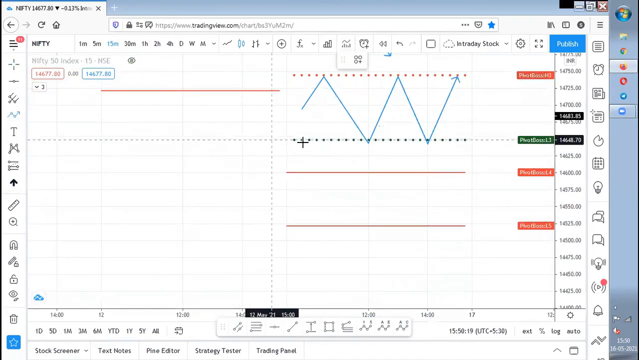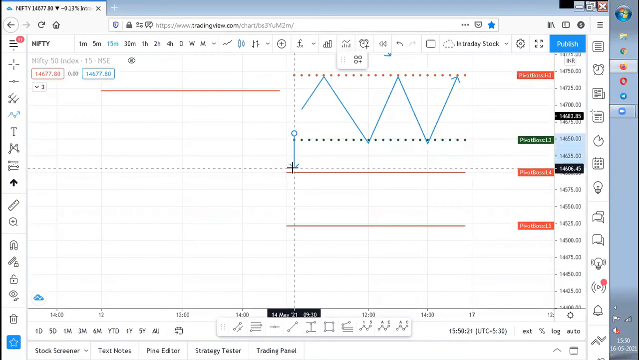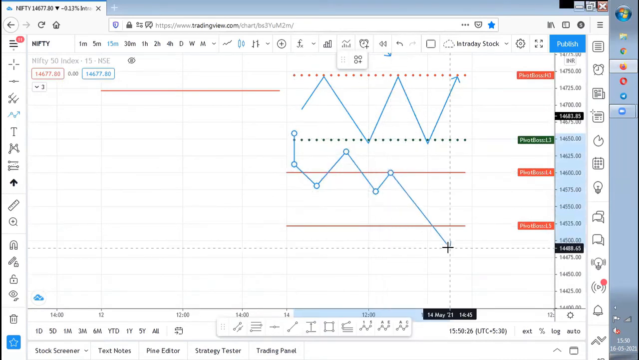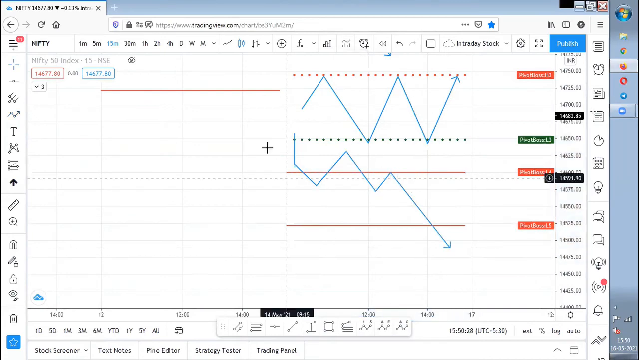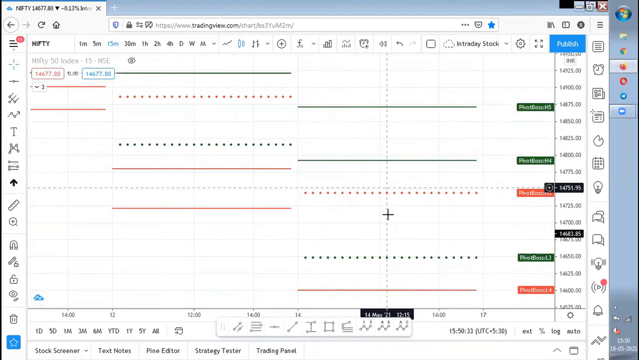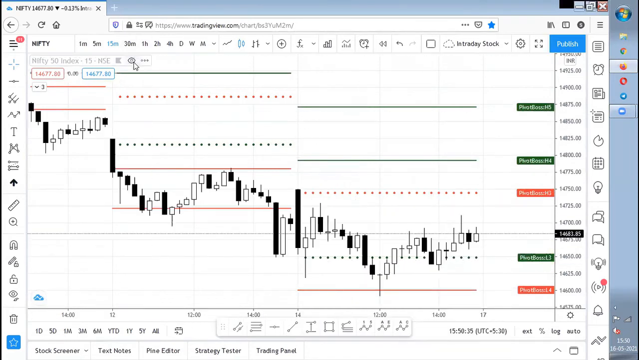If any candle opens below L3 or L4, then any pullback towards L3 or L4 is going to be a selling opportunity. Here we will know what these three layers will tell us. Now let us see how the candles have reacted.